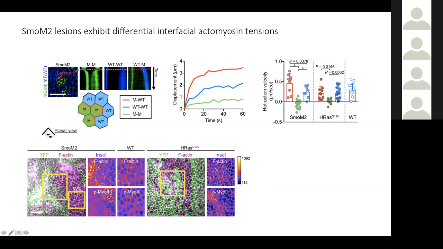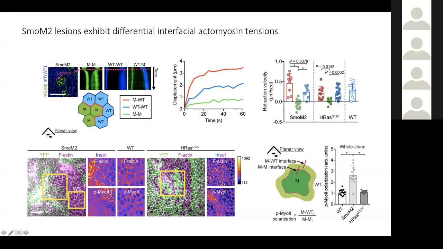This was corroborated by if you stain for things like actin and myosin, which are these major force generating components of the tissue. If we look at the border of these smoothened clones, you can see these differences in concentration of these molecules that we don't see in wild type or in the RAS case. And this is quantified here. So indeed, it seems like these smoothened lesions exhibit differential interfacial tensions that are driven by actomyosin.